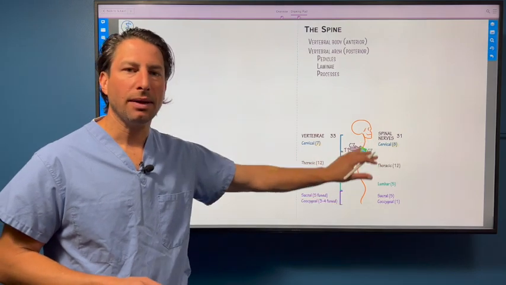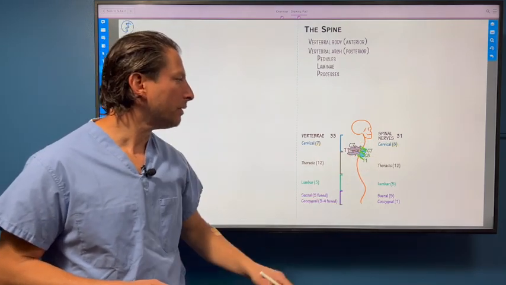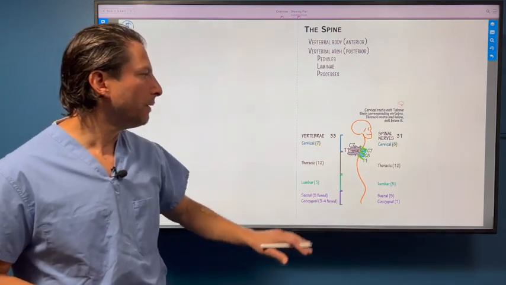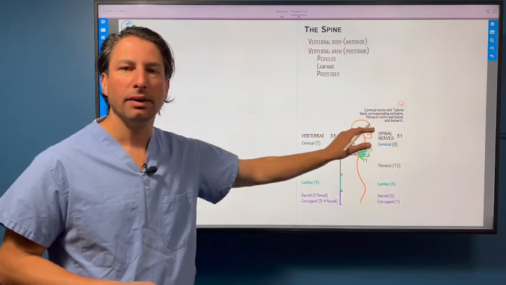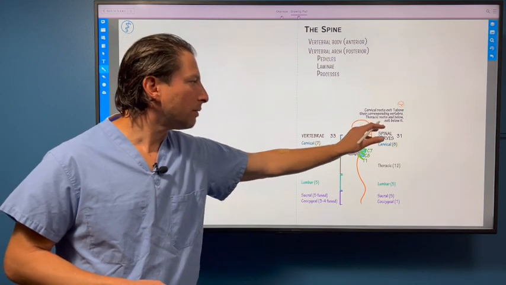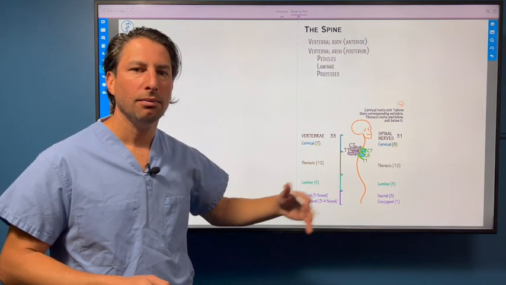So when it comes to the spinal nerves, again, 8 cervical. So what does that do? Well, the cervical roots exit above their corresponding vertebra. The thoracic roots and below exit below it.